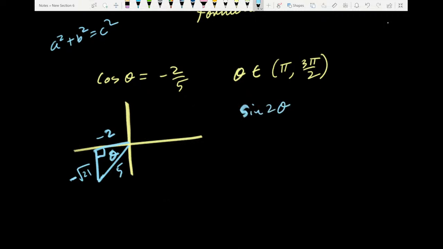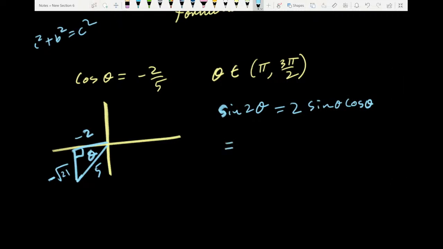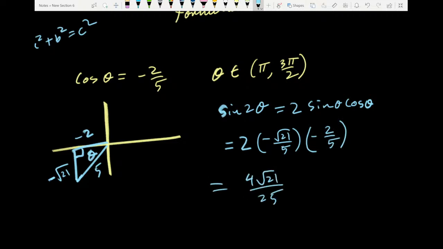It's super easy. For sine of 2 theta, we're going to use one of the formulas: 2 sine of theta, cosine of theta. So it equals what? 2 times, what's sine of theta? Opposite over hypotenuse. And cosine is adjacent over hypotenuse. When we multiply it, we get 4 square root of 21 over 25. That was pretty simple.